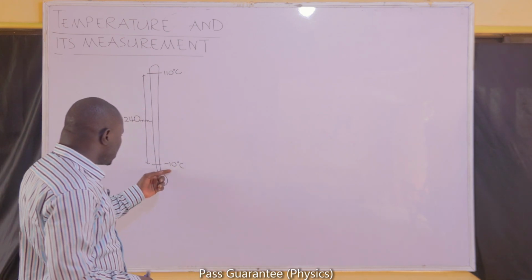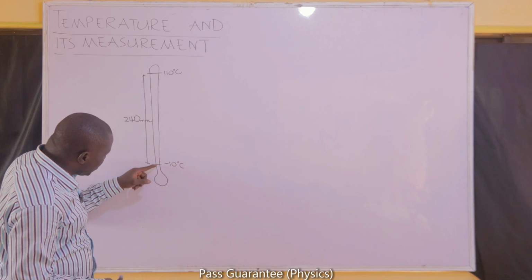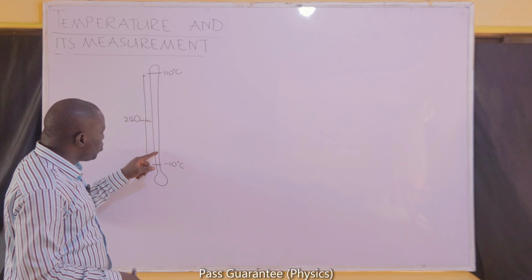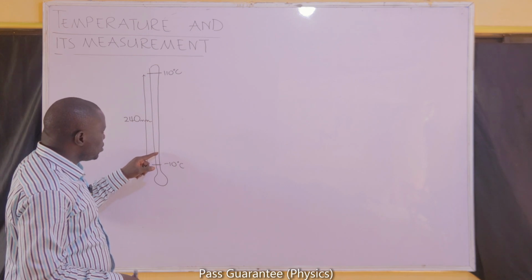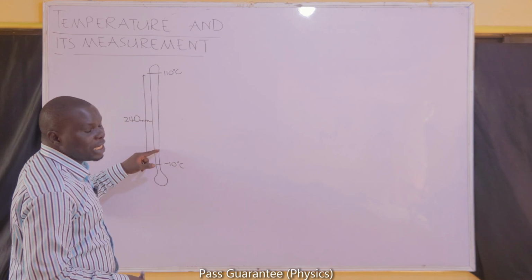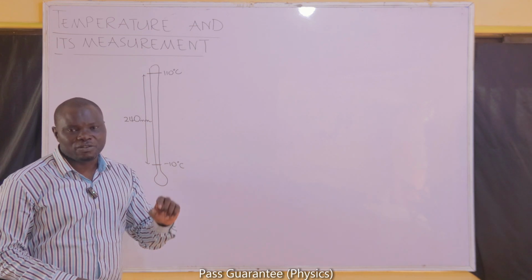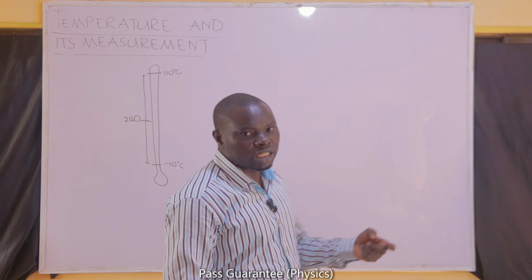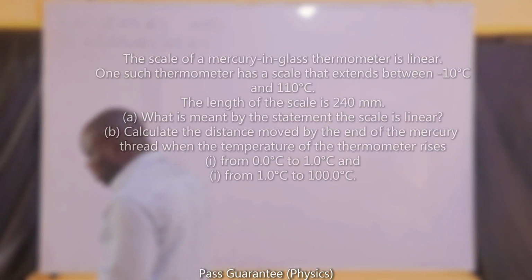If you go from minus 10 to minus 9, the difference that you are going to have in length will be the same as if you go from minus 9 to minus 8, and also from minus 8 to minus 7. Every degree change in temperature gives an equal change in the length of the mercury thread.